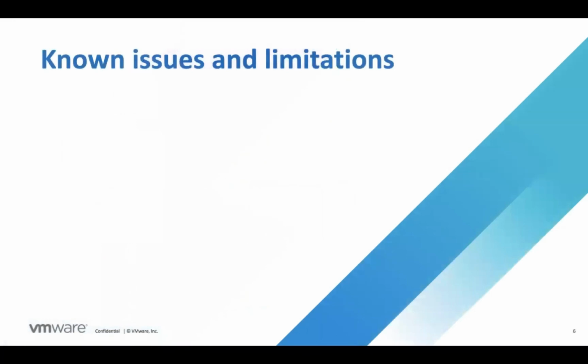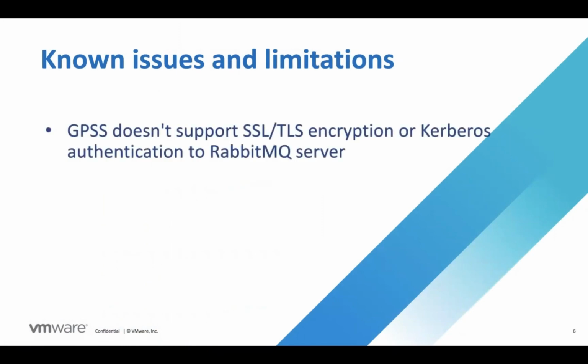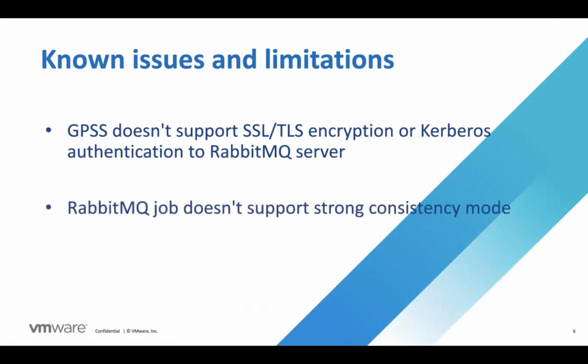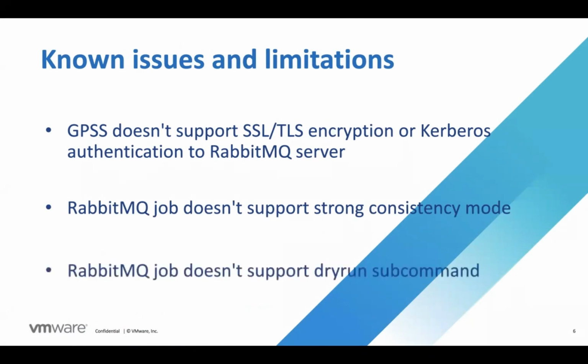So far, the GPSS RabbitMQ data source feature has the following known issues and limitations. First of all, GPSS doesn't support SSL/TLS encryption or Kerberos authentication to the RabbitMQ server. Secondly, the RabbitMQ job doesn't have a history table now, so it doesn't support strong consistency mode, but it still supports at least or at most mode. Thirdly, the RabbitMQ job doesn't support the dry run subcommand. We will keep working on it, so you won't have to wait too long.